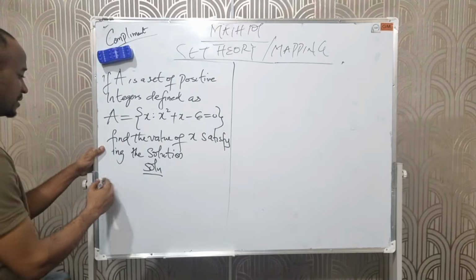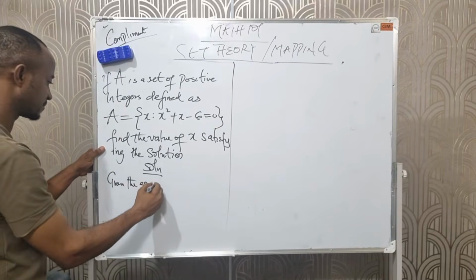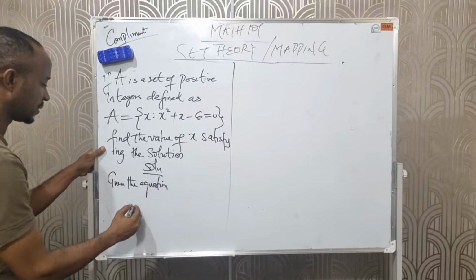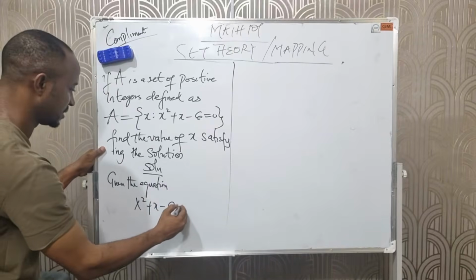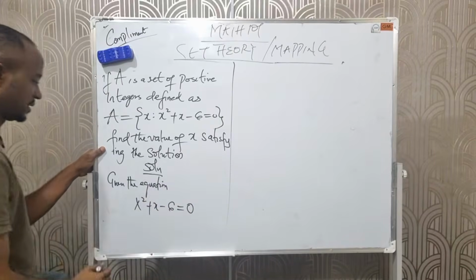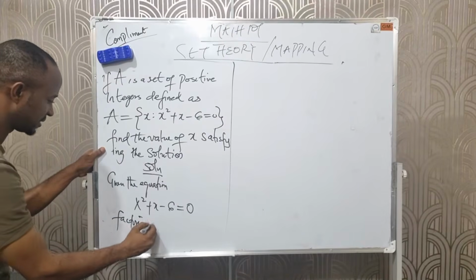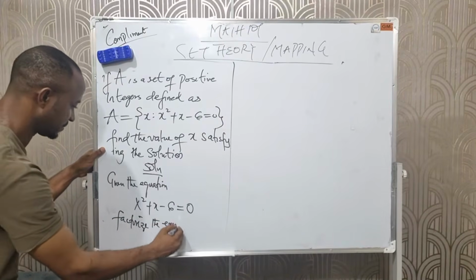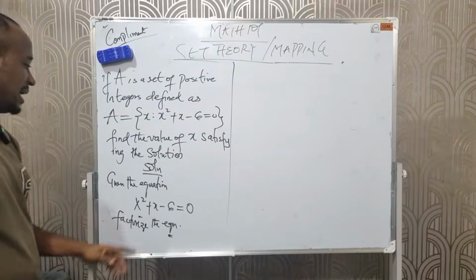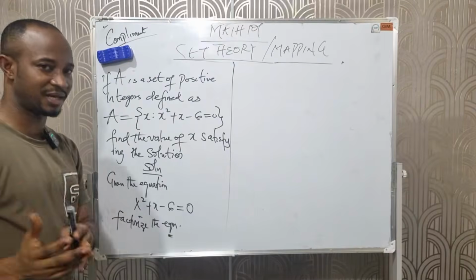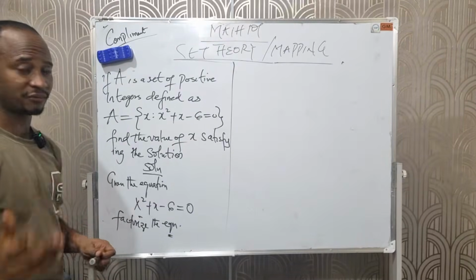So let's bring out the equation. We are given the equation, which is x squared plus x minus 6 equals 0. So what we're going to do here is to factorize the equation. Now look at this. I want to believe that we all know how to factorize, but I will still explain that for those of you who don't know how to factorize.